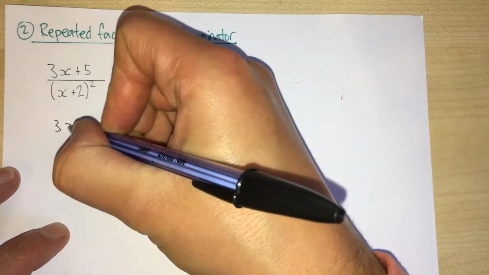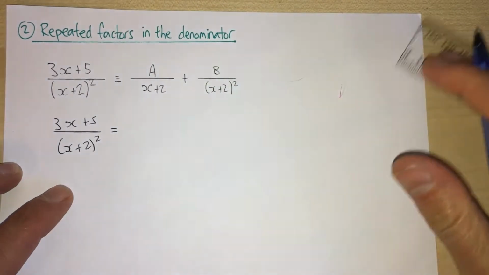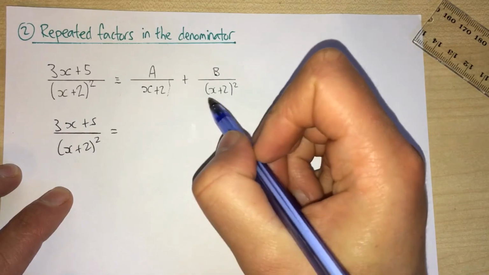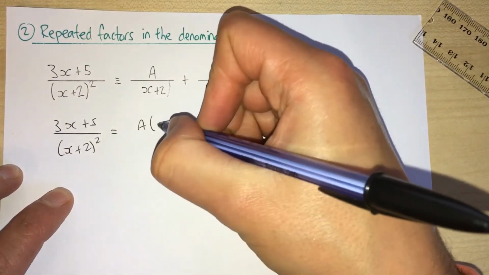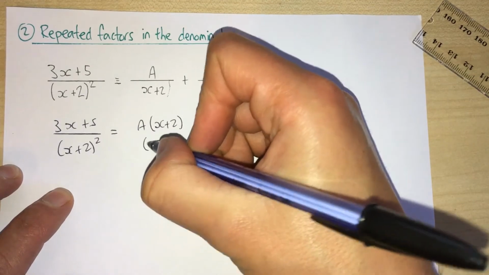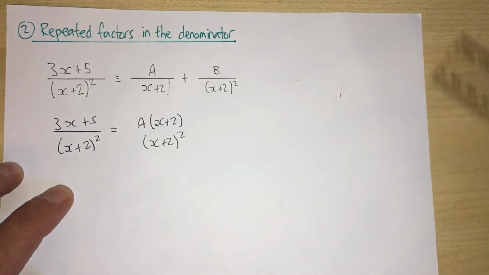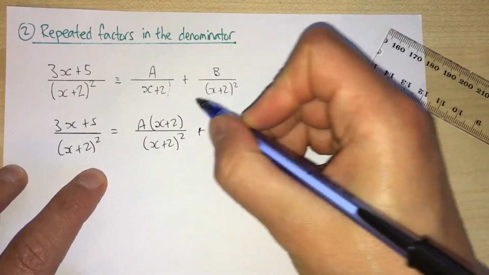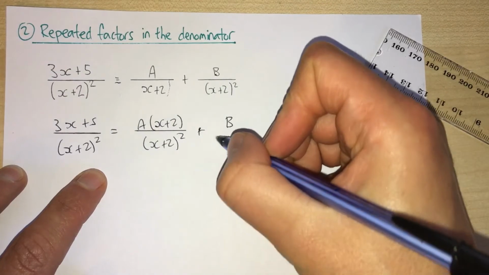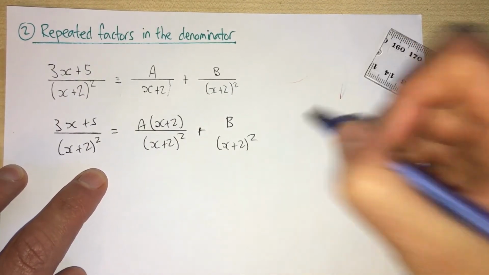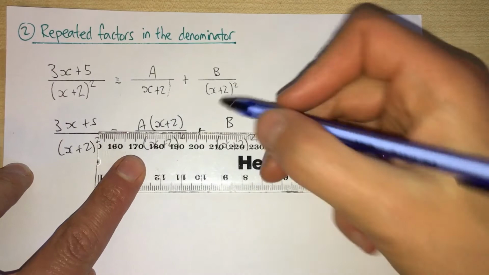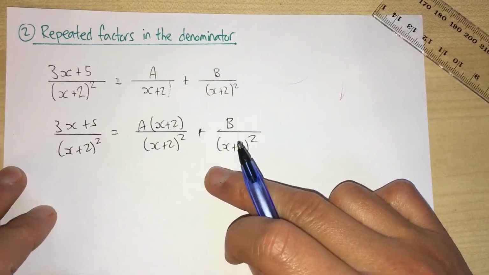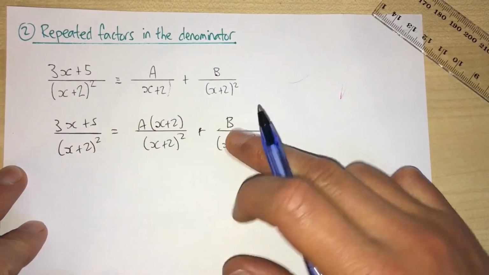So the left hand side stays the same. On the right hand side, this fraction here needs to have a square of x plus 2 denominator. So to do that, we'll multiply the numerator by x plus 2 and the denominator by x plus 2, which will give you the square of x plus 2. This already has the denominator that we're after, so we've just got b there and the square of x plus 2 as the denominator. Now these are the same as I showed you in the previous example. We can just refer to the numerators.